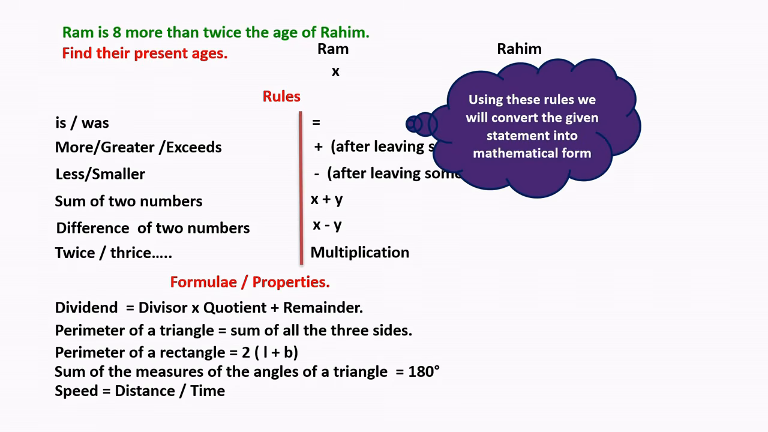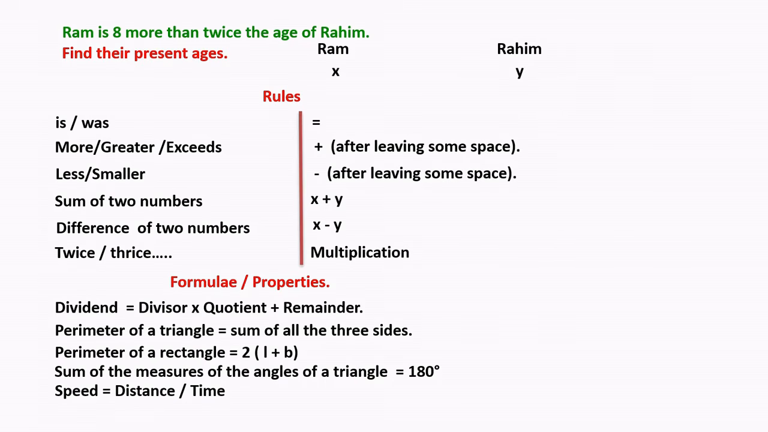The statement says, Ram is 8 more than twice the age of Rahim. Twice the age of Rahim means 2y. 8 more means we add 8. So, we get x equals 2y plus 8. This is our required equation. Since only one condition is given, we cannot find unique values of x and y. We can only express the relationship between their ages.